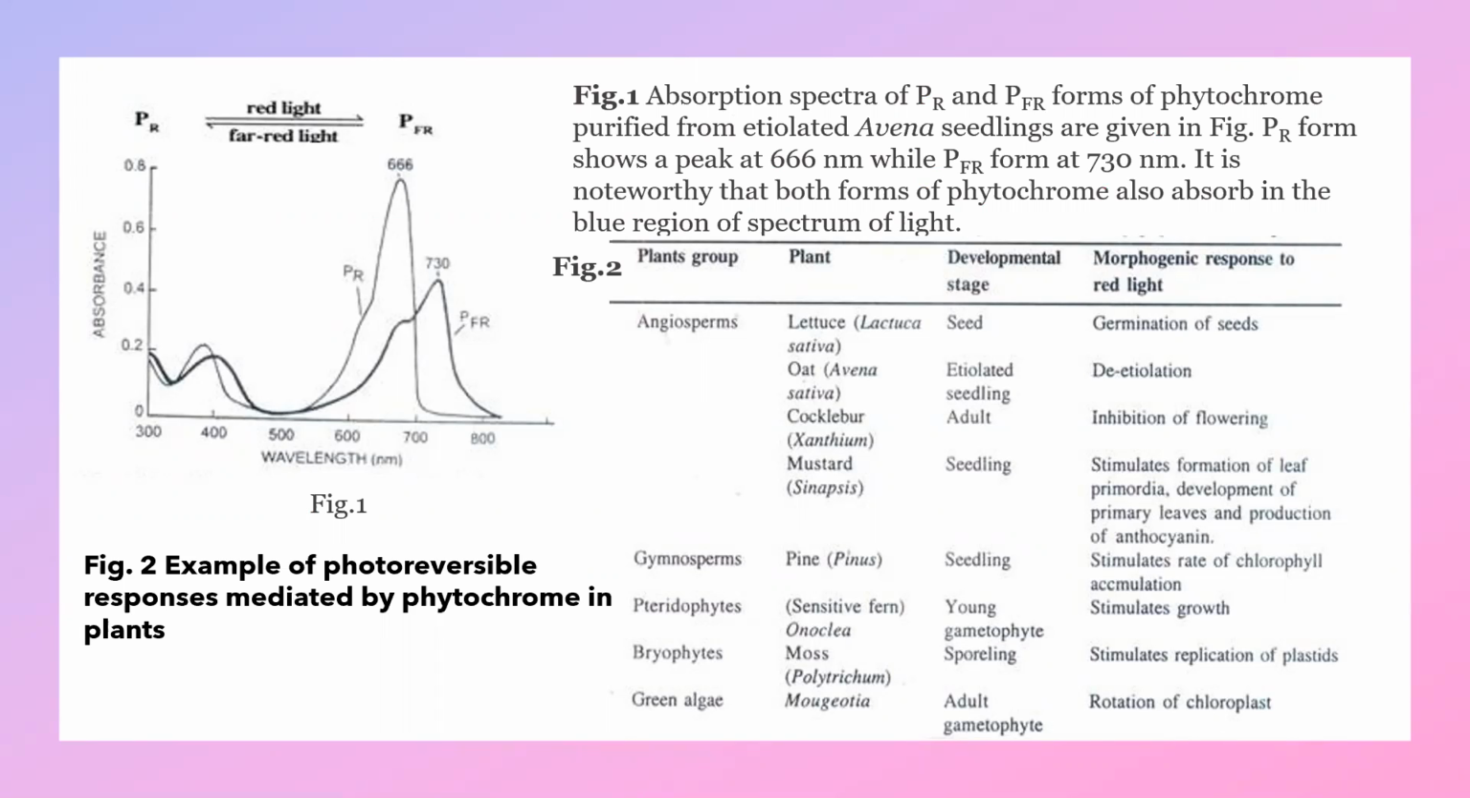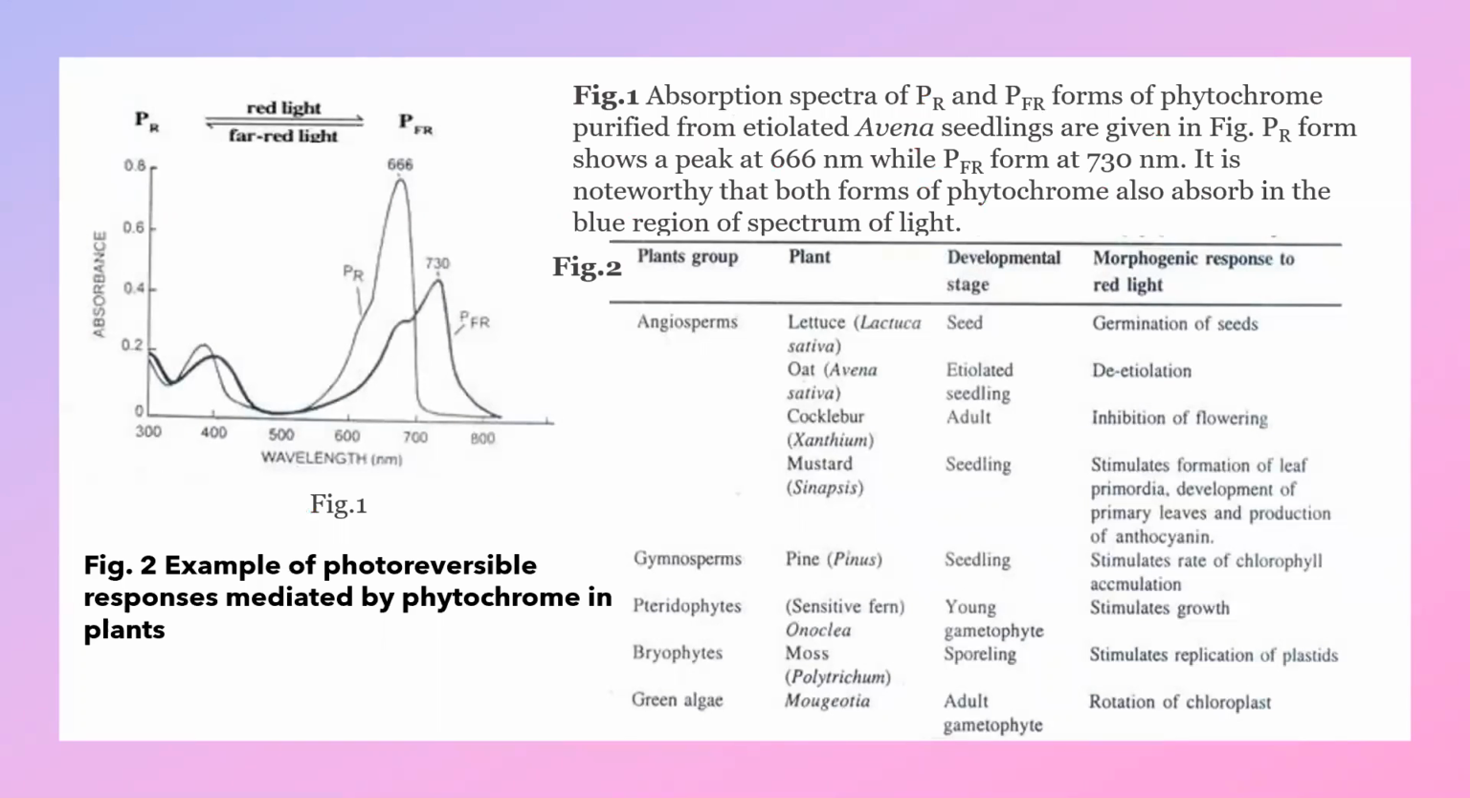The table shown on this slide shows morphogenic responses of the plants towards red light. For example, germination of seed is initiated in lettuce, de-etiolation takes place in oat, flower growth is inhibited in Xanthium, and there are so many responses enlisted in this table.